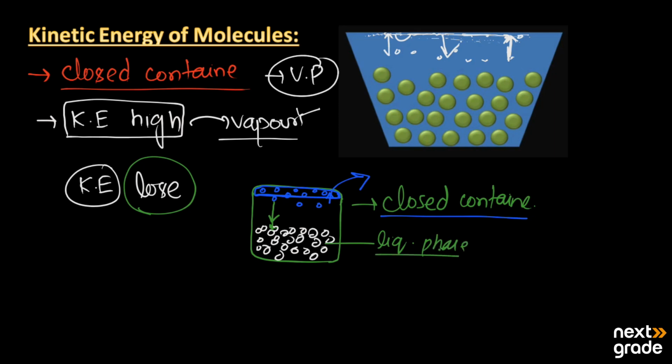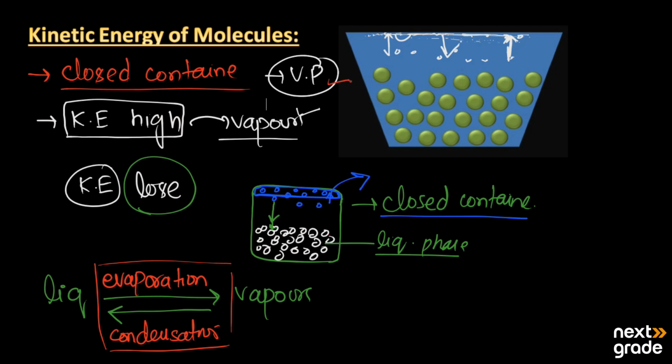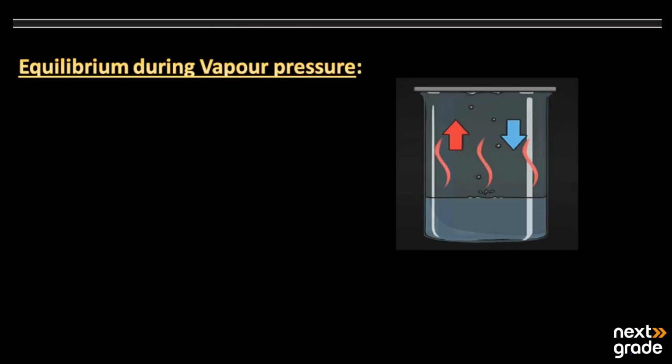When they change into the liquid phase, two processes mainly happen. In the first, the liquid changes into vapors, and in the second, the vapors change back into the liquid. So here we have two processes. The first one is evaporation, and when vapors change back into liquid, this process we call condensation. These two processes happen when there is a vapor pressure exerted by the vapors of the liquid.